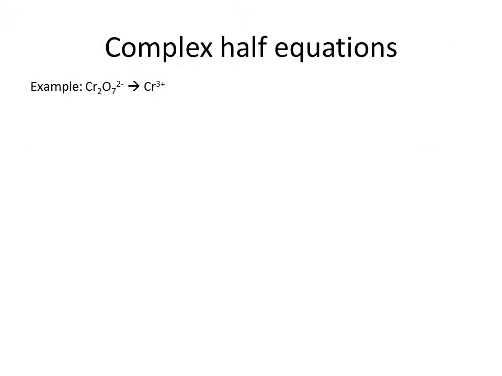Sometimes we have half equations which are a little bit more complicated to balance other than just adding electrons. You can see in this case we have the dichromate ion, and it's going to form a chromium 3 ion, and there are some oxygens involved, so the process is a little bit more complex but still relatively simple if you follow the steps.